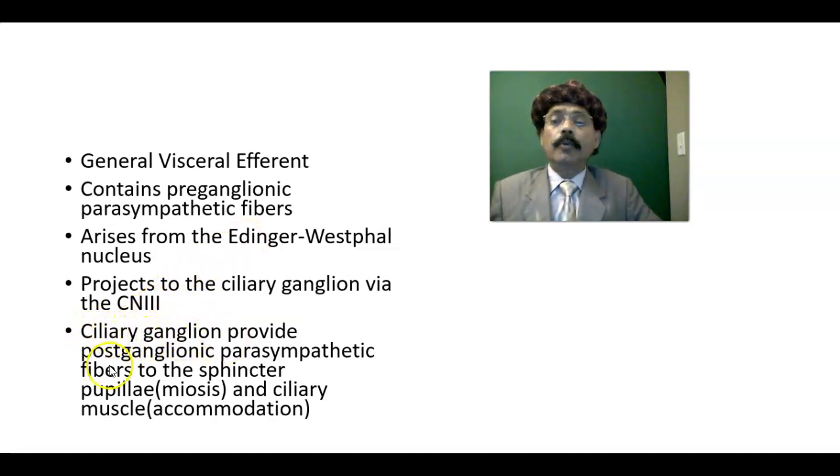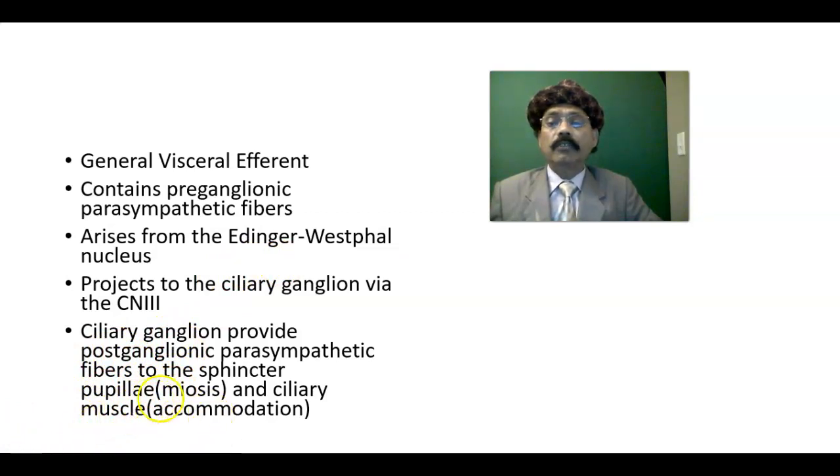Ciliary ganglion provides postganglionic parasympathetic fiber to the sphincter pupillae muscle that is present in the iris of the eye, that controls the diameter of the pupil. There is also a dilator pupillae in the iris that is innervated by sympathetic nerve. We will not go there. Our target is the sphincter pupillae, that is the parasympathetic. It is innervated by the parasympathetic nucleus via the ciliary ganglion through the short ciliary nerve.